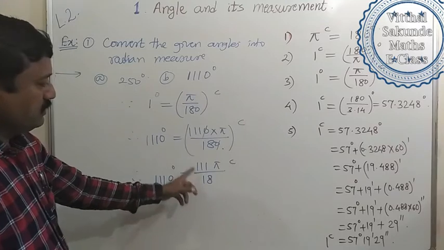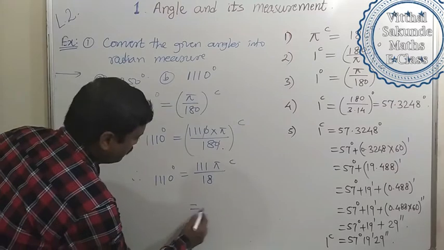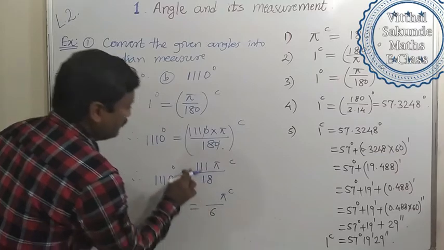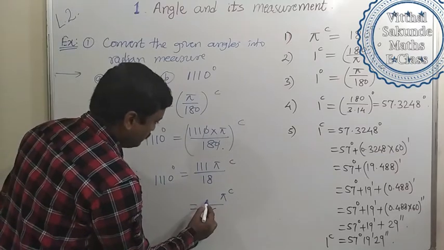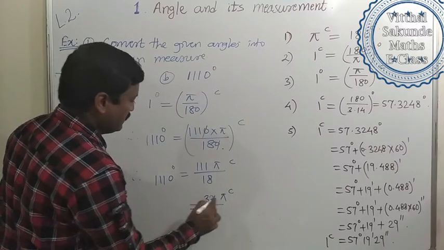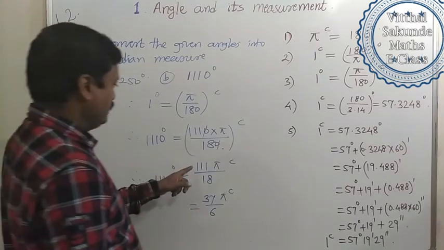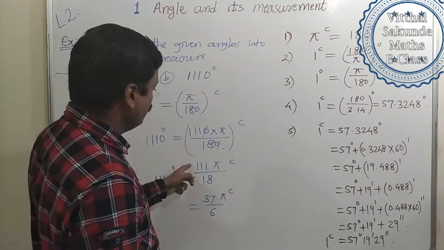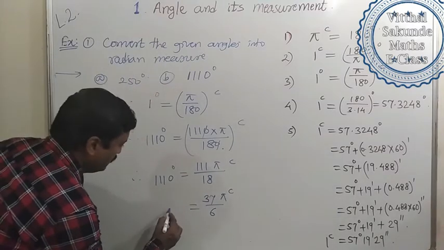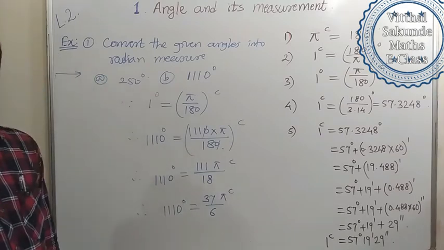Again we can divide these two numbers by 3. So we get here 3 is common in between these two. So we get here 6. Dividing this by 3, we get 37. It is nothing but 37. 3 3s are 9, remains 2, 21. 3 7s are 21. So 37 pi by 6. Therefore our answer is 37 pi by 6 radian.